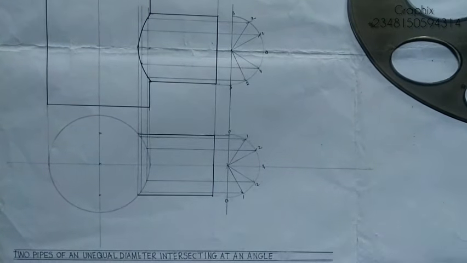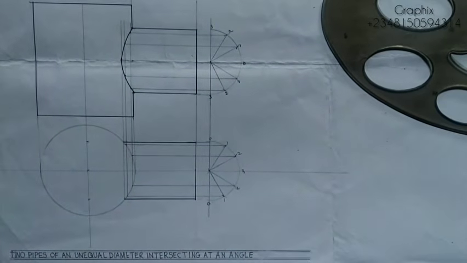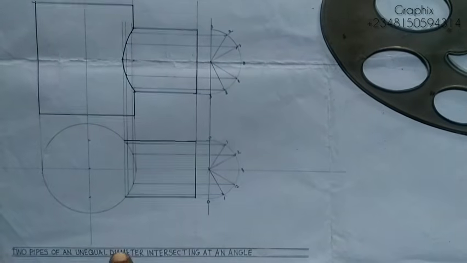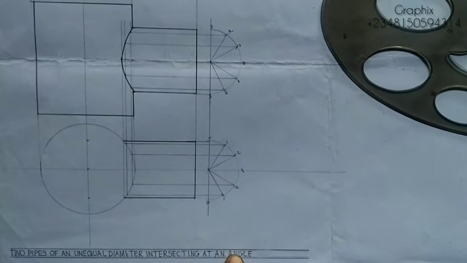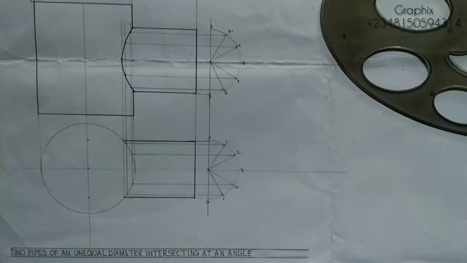So this is two pipes of an unequal diameter intersecting at an angle. Well, this angle is now 90 degrees. So let's see another aspect of it.